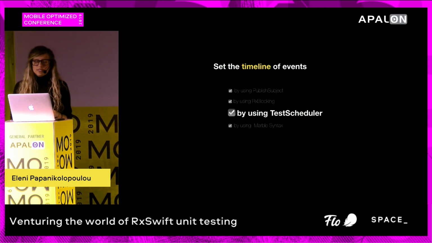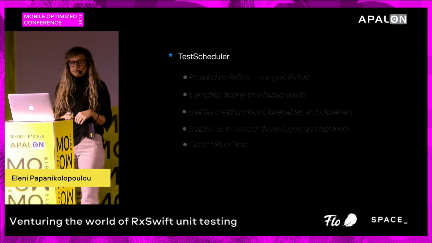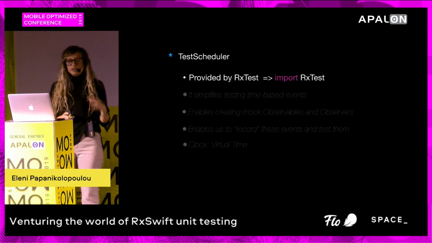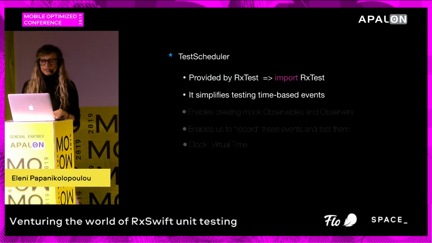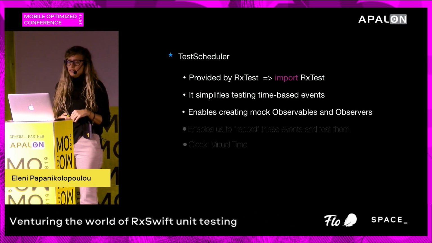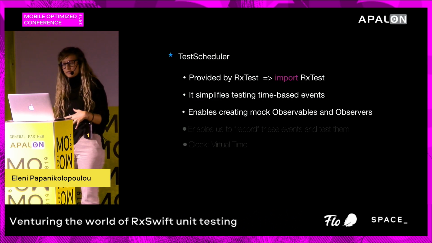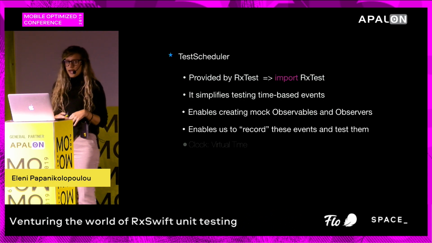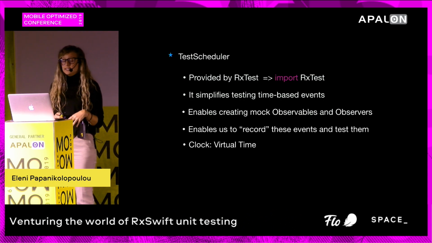Now, let's write the same tests by using a test scheduler. A test scheduler is provided by RxTest, which is also a different framework and requires a different import. With a test scheduler, we simplify the testing of time-based events. And a test scheduler enables us to create mock observables and mock observers. They are called a testable observable and a testable observer. And it enables us to record those events and test them.